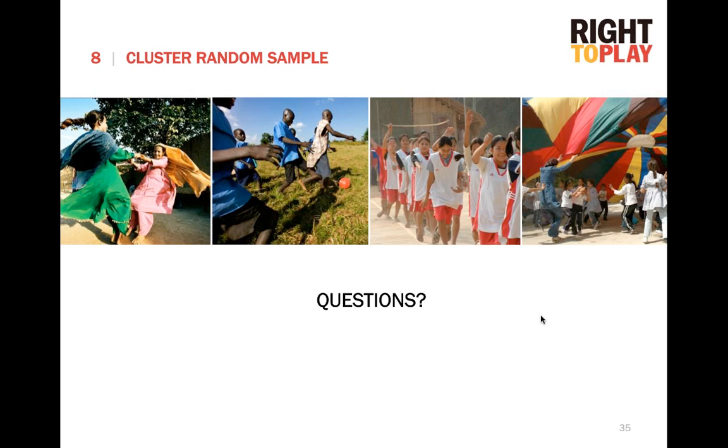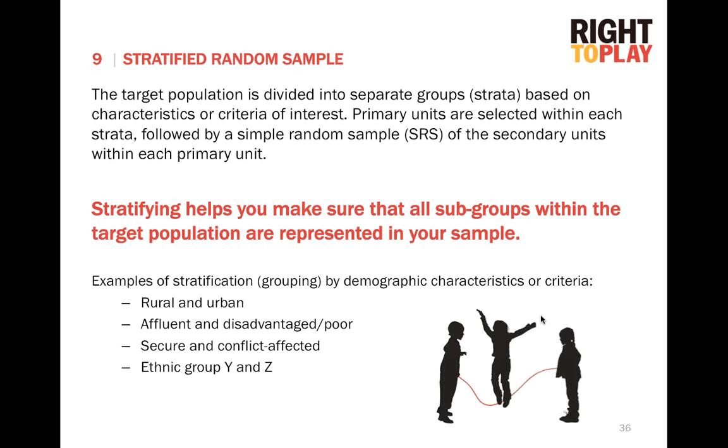All right. In that case, let's move on and talk about the stratified random sample. In this sample design, our target population is divided into separate groups, known as strata, based on certain characteristics or criteria of interest. The reason we want to do this is that stratifying helps you make sure that all subgroups within the target population are represented in your sample.